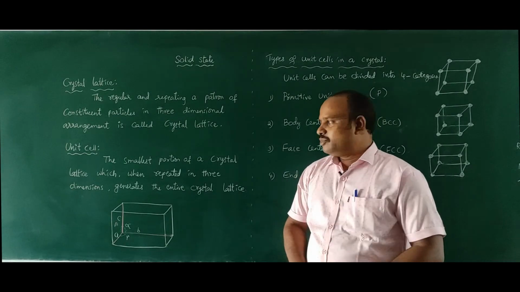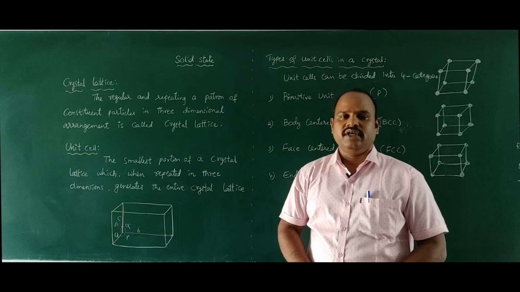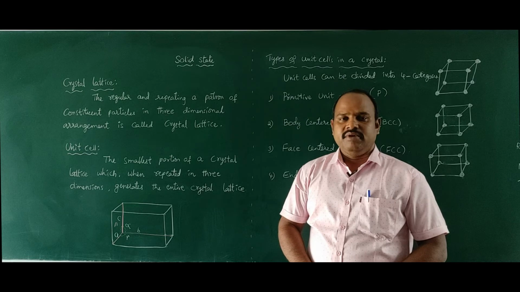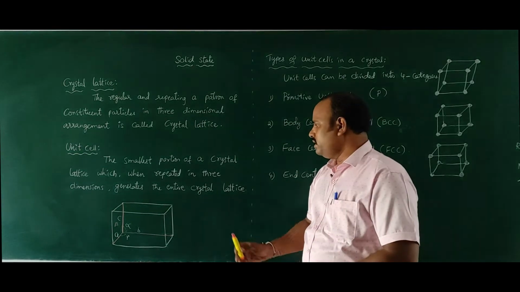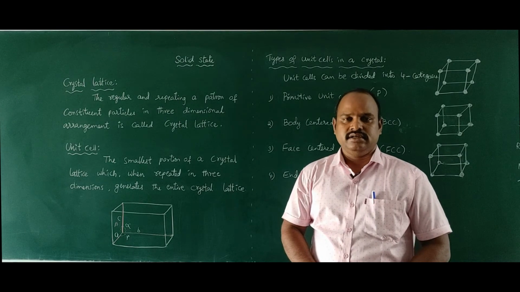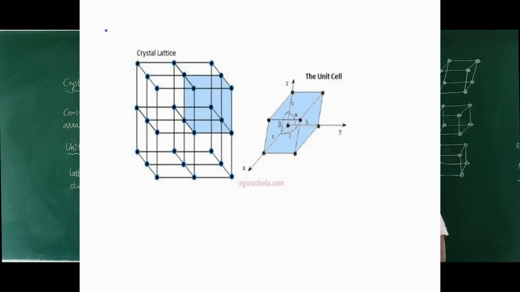The smallest portion of a crystal lattice, which when repeated in three dimensions generates the entire crystal lattice, is named a unit cell. In the figure we are showing a crystal lattice and a unit cell which is separated from the crystal lattice, or the unit cell which is present in the crystal lattice.